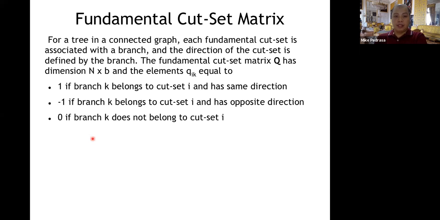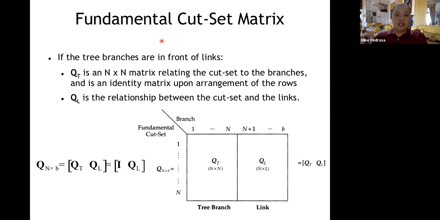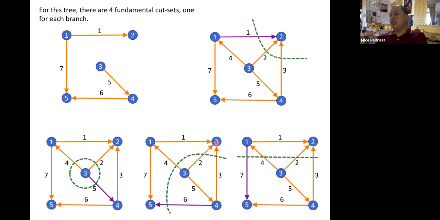Okay? Now we construct the cut set matrix this way. The variable that we will use is Q. Again, the columns are still the branches, and then the rows are the fundamental cut sets. And the numbers 1, 0, and -1 are just the incidence, whether the branch belongs to the cut set or not, or whether the branch is at the same direction of the cut set or not. Okay? Let's proceed with the example.